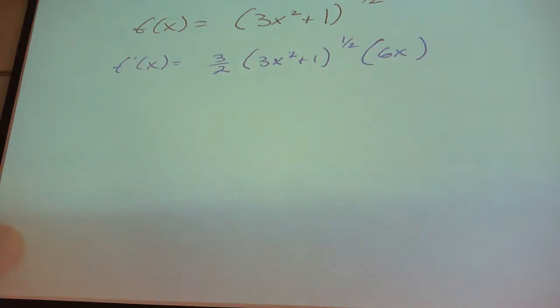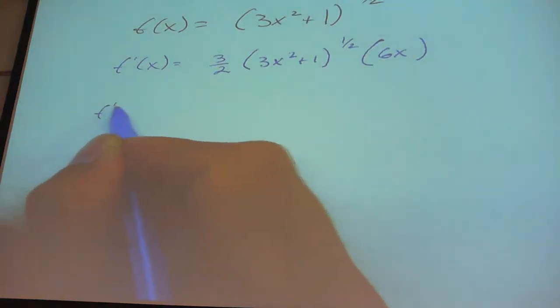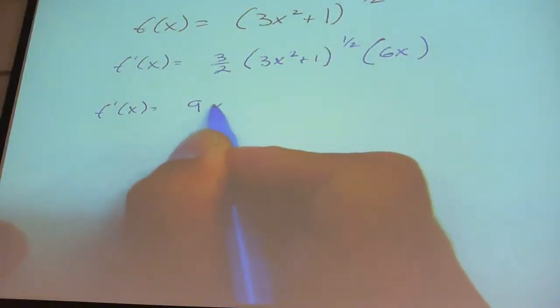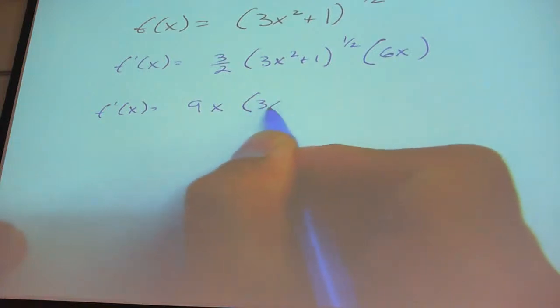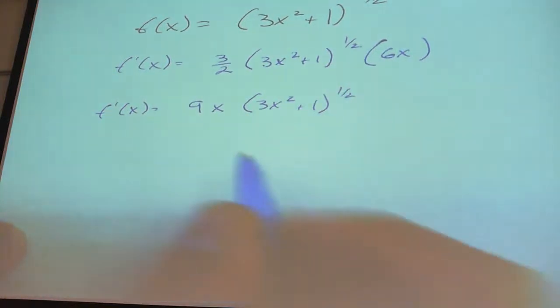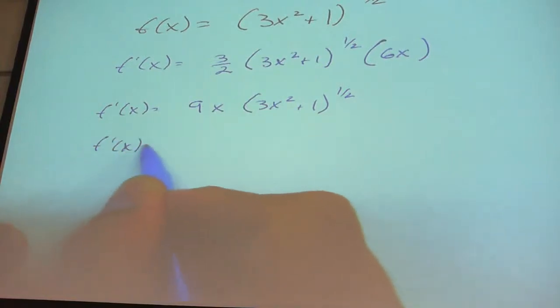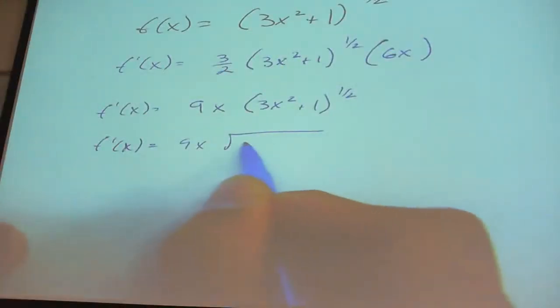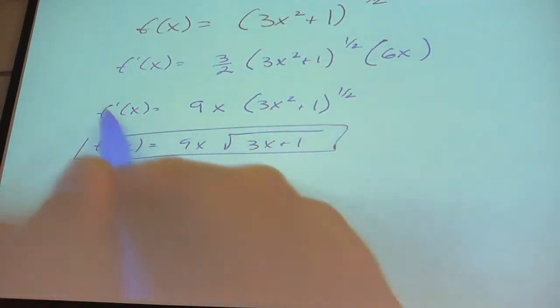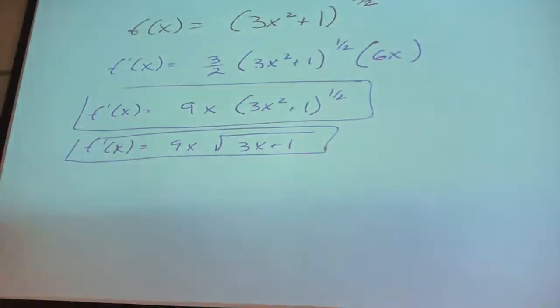Then let's clean it up. If I do 3 over 2 times 6, again, you can use a calculator, whatever you want, 3 over 2 times 6 gives you what? 9x. Then you can either write it as 3x squared plus 1 raised to the 1/2, or if you remember that 1/2 is the same thing as square root, either one's acceptable because they're both the same.